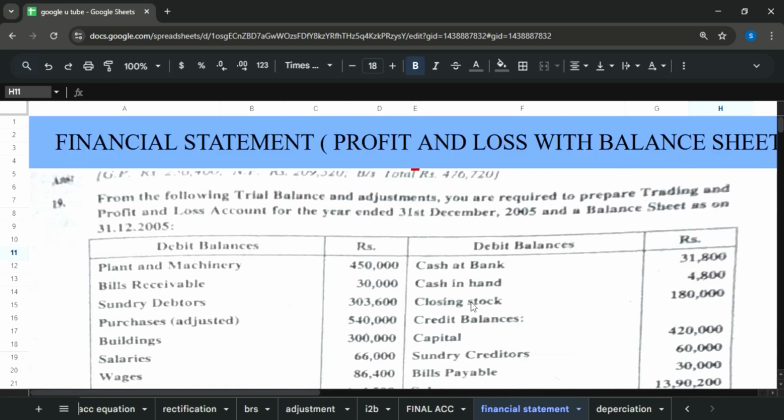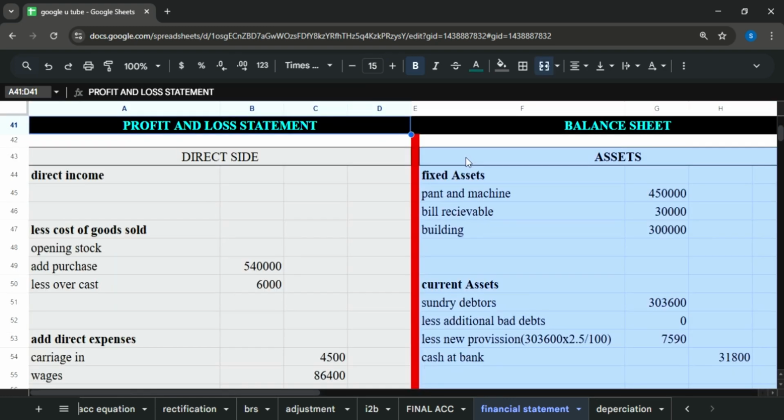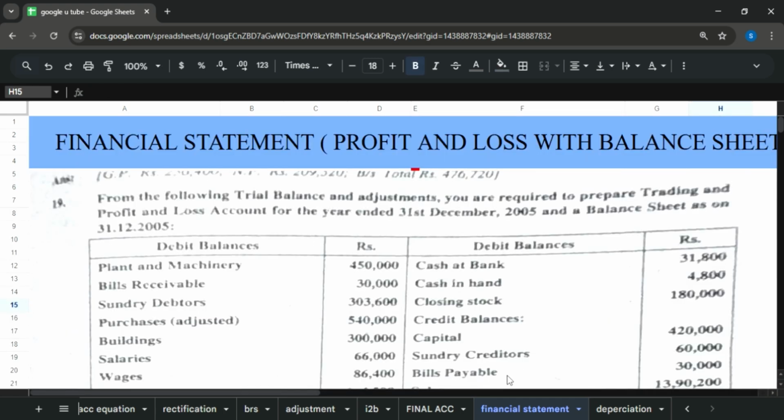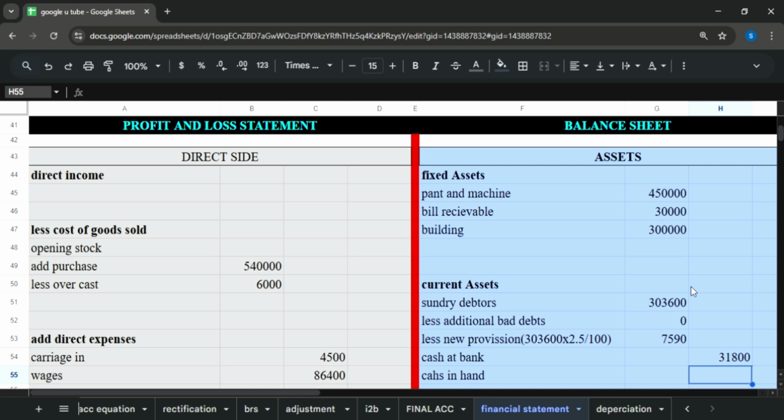Okay, then we have cash in hand. Cash in hand is also part of current asset. And how much amount of cash in hand? That is 4800. Write down in front of cash in hand.